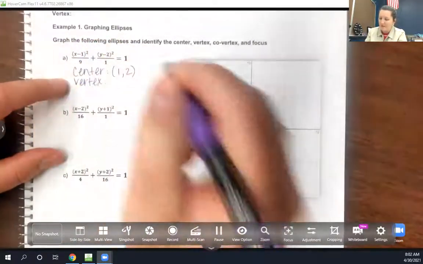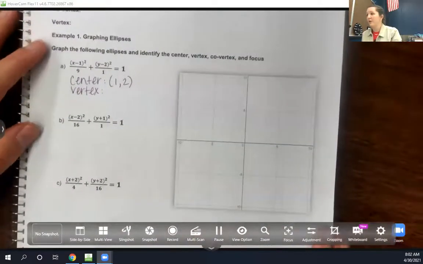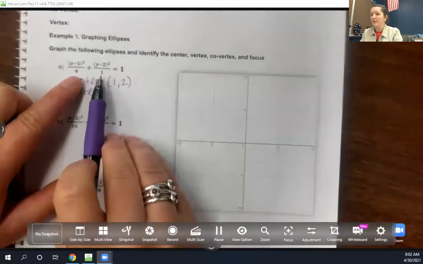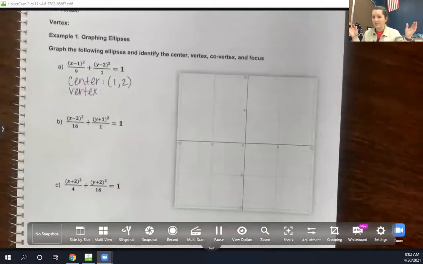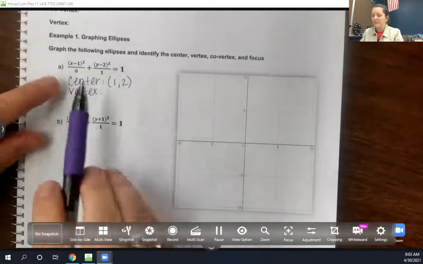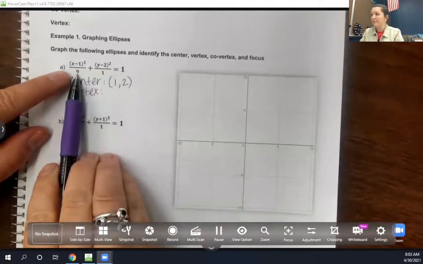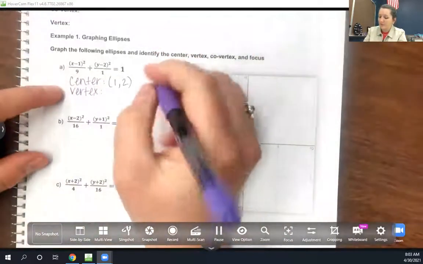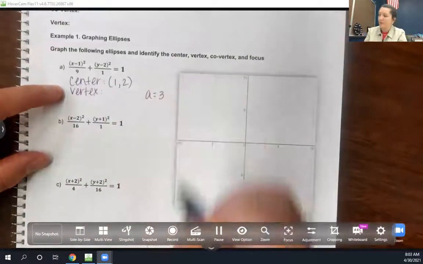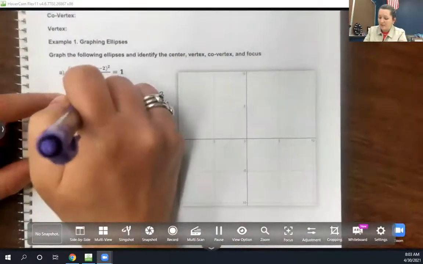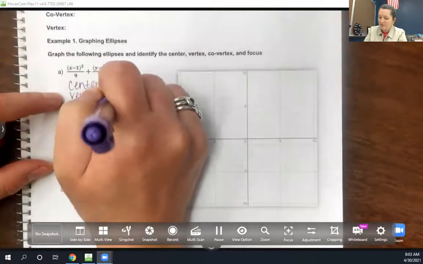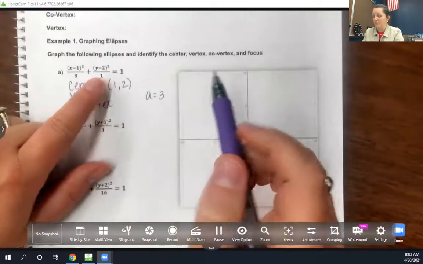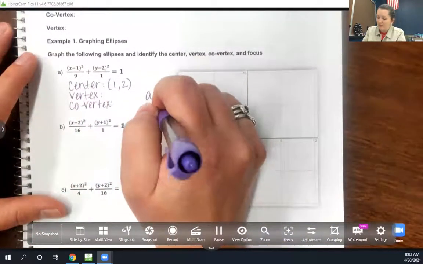Vertex is on the major axis, right? And the co-vertex is on the minor axis. So I'm going to look for the largest number. That's going to tell me, because think about that, your major axis is the farthest one away from your center, right? So my largest number here is 9, but the distance is 3. It's the square root. So I'm going to say a equals 3. And my co-vertex, remember co-vertex and vertex are points, so I haven't written those down yet. My co-vertex is my smaller number, so that's the b value, and that's 1.